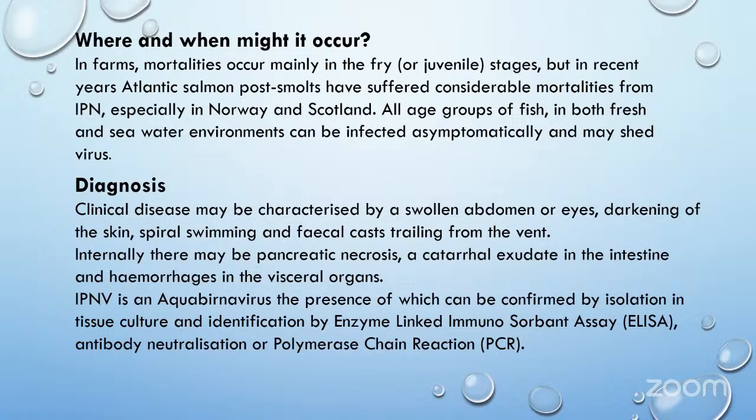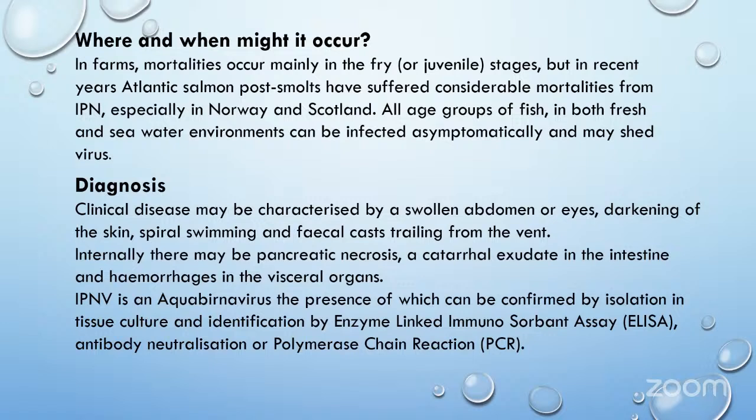All age groups of fish in both fresh and seawater environments can be infected asymptomatically and may shed virus. Now, clinical disease may be characterized by a swollen abdomen or eyes, darkening of the skin, spiral swimming, and fecal cast trailing from the vent. Internally, there may be a pancreatic necrosis or a catarrhal exudate in the intestine and hemorrhages in the visceral organs.